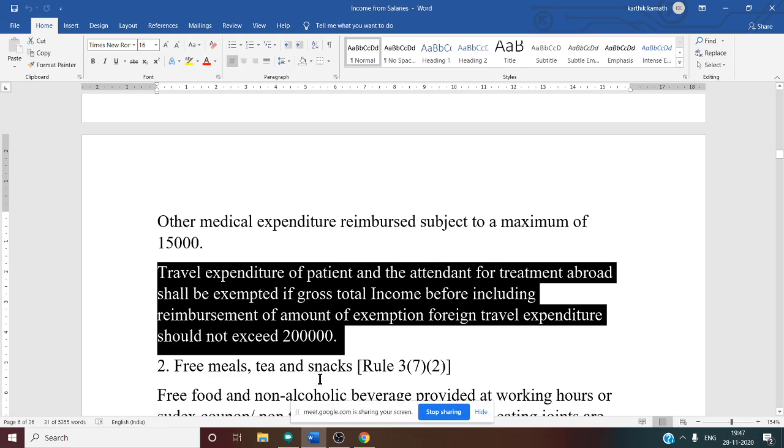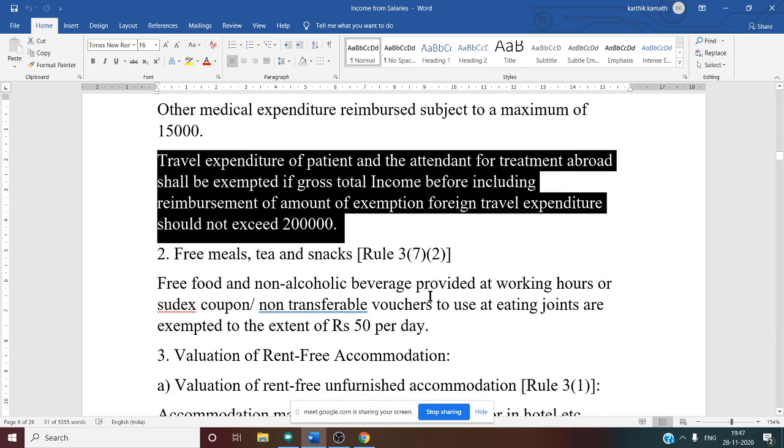So what they are saying here, traveling expenditure of patients. Suppose for better medical treatment a patient has to go abroad, in that case it shall be exempted if GTI. Gross total income means what? Income from all the five heads: income from salary, house property, profits and business and profession, capital gain and other sources. If it is more than 2 lakh, then it is taxable.